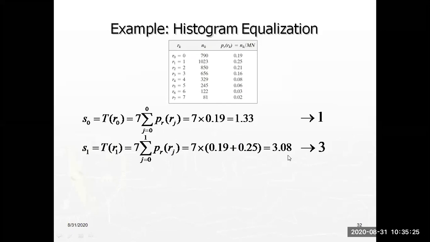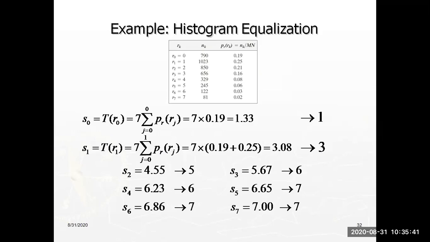So again we have to compare. Actually, our R1 is 1, but by the equalization we get S1 as 3. Similarly, by using the same process, that is by changing this PR of Rj, we get S2, S3, S4, S5, S6, S7. For corresponding R0 to R7, there are S0 to S7 values. But observe clearly, what is the S2 value? 5.